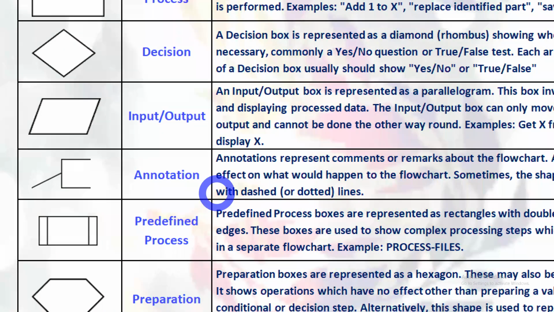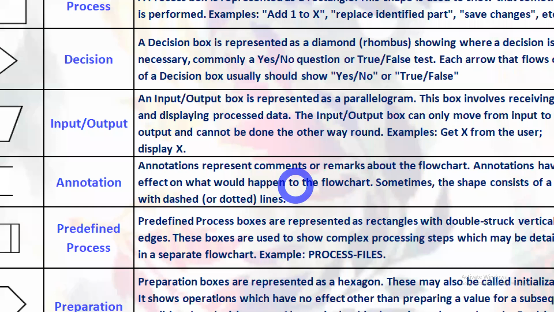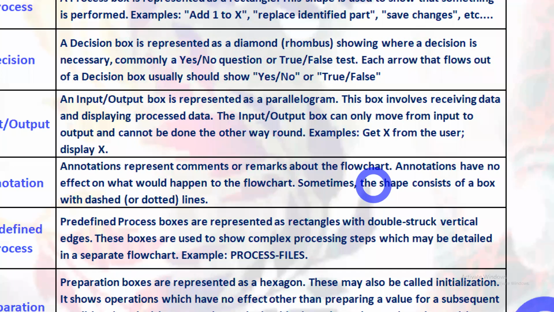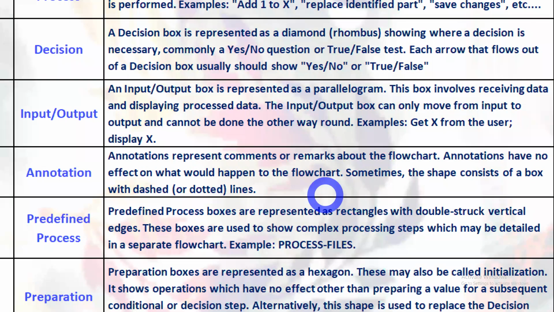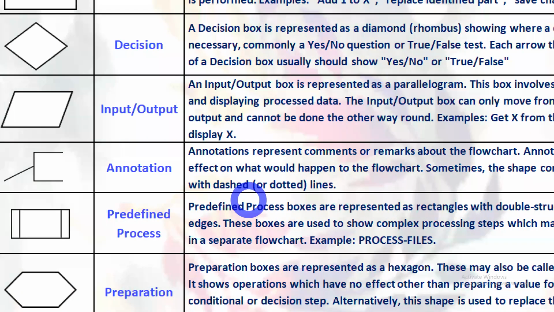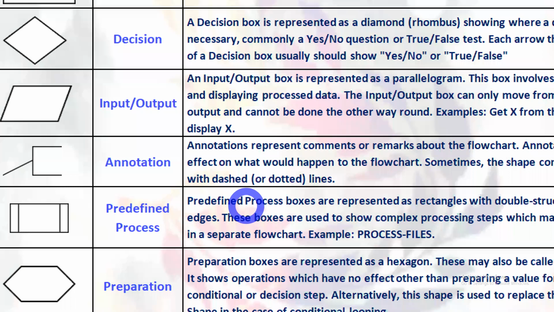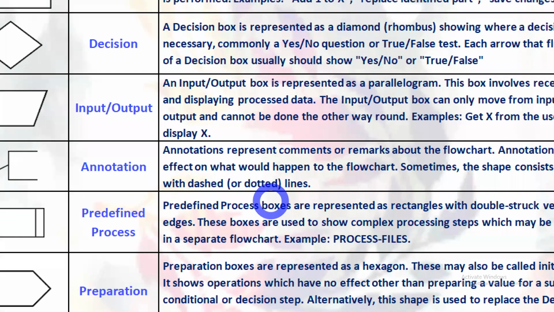Another one is called annotation. This annotation represents comments or remarks about the flowchart. Annotations have no effect on what would happen in the flowchart. Sometimes the shape consists of a box with dashed or dotted lines.